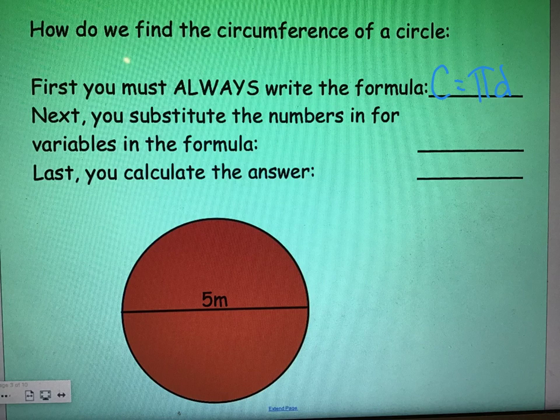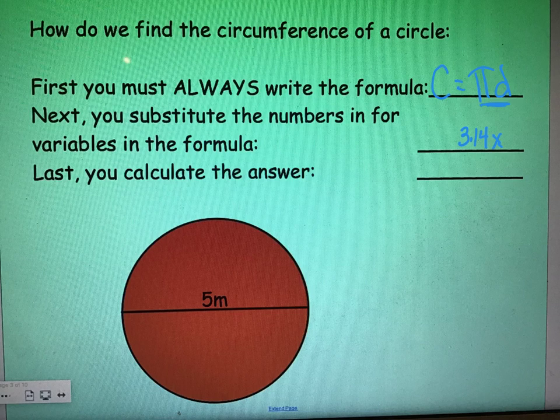Perfect. Now we're going to substitute the numbers in for the variables. So we don't know the circumference, so we just leave that blank. But we always know the number pi is 3.14, so go ahead and write 3.14. These two letters right here, pi and d, are shoved together. So we're going to go ahead and put a times sign, because shoving together always means times.